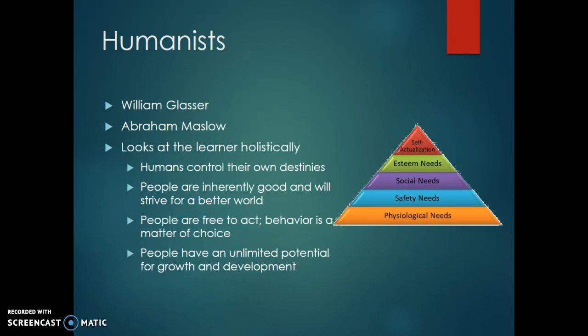The humanists come to mind with William Glasser and Abraham Maslow. They looked at the learner very holistically, that humans control their destinies, people are inherently good and will strive for a better world, people are free to act, behavior is a matter of choice, and that people have an unlimited potential for growth and development. Pretty modern thinking there. I think this probably underlies my entire philosophy of learning and teaching today.